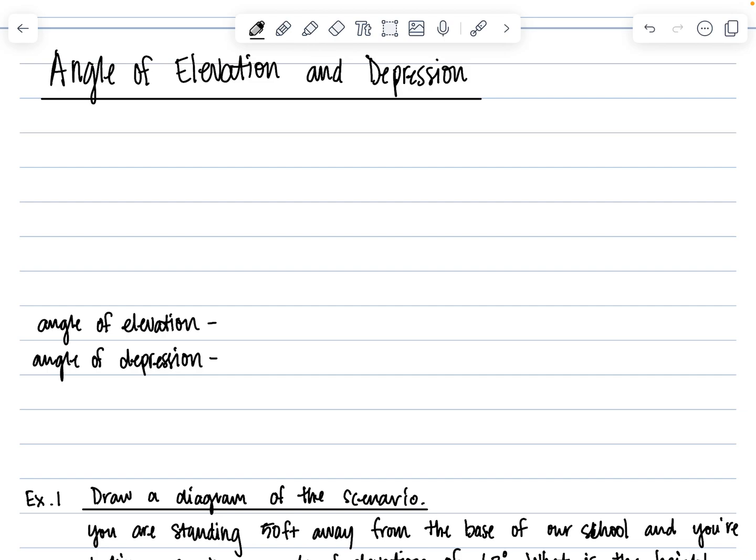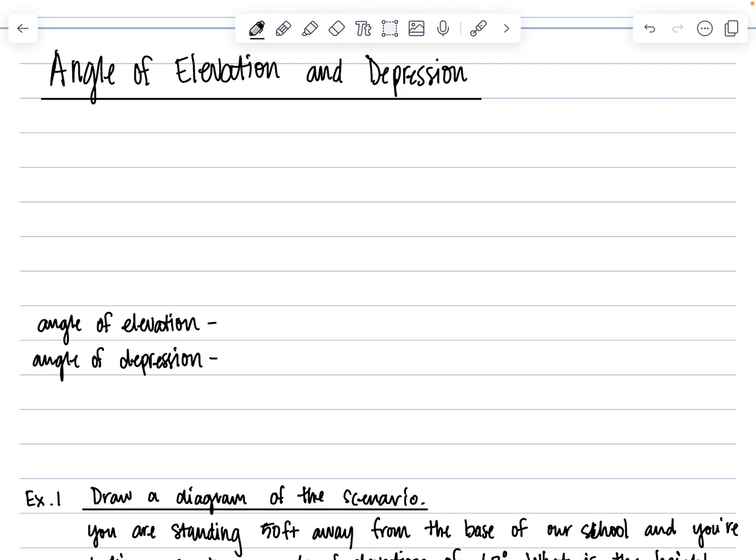The last time we were in, we had a lesson on inverse trig, which pretty much wraps up most of trigonometry. We have trig ratios, we have regular trig, and we have inverse trig. And now we're actually going to go into some of the applications of it with angle of elevation and depression.